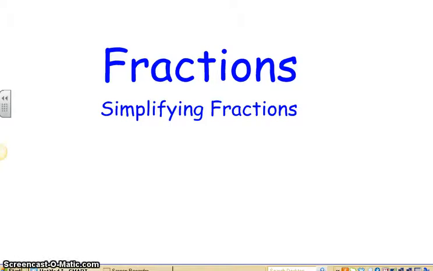Okay guys, today we are going to talk about simplifying fractions. Now when you simplify a fraction, it's just like finding an equivalent form of that fraction, just in a smaller version. You've seen a brief preview of this in your comparing fractions video, so let's go over it again.